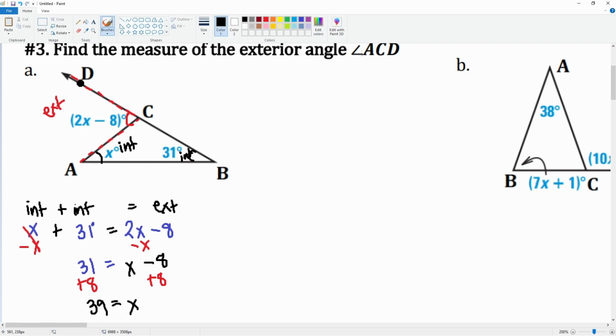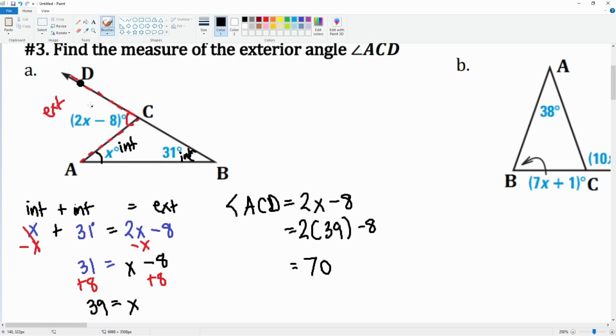However, you're not done. It asks for angle ACD. So angle ACD was equal to 2x minus 8. Make sure you plug it in. So 2 times 39 degrees minus 8. That is what the angle is. So now you actually have to do that calculation. 2 times 39 minus 8 is going to be 70 degrees. So that says that this entire angle is 70 degrees. Make sure you don't just solve for x, but you actually get the measure of that angle.